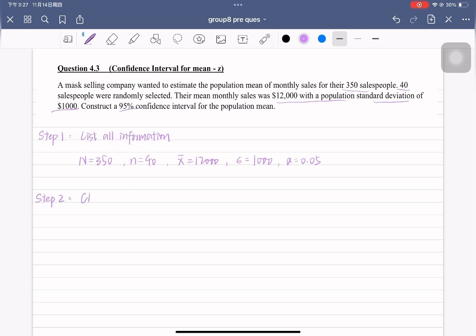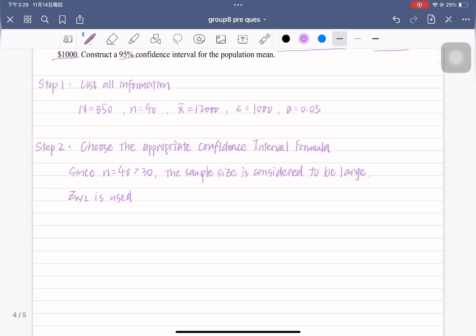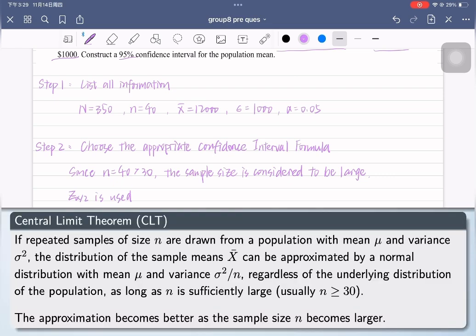Now for the next step, let's choose the appropriate confidence interval formula for this question. Since we're given the sample size n equals 40, which is greater than 30, the sample size is considered to be large, so we can use the z-distribution to construct the confidence interval. This is appropriate due to the central limit theorem, which states that the sampling distribution of the sample mean will be approximately normally distributed for large sample sizes, regardless of the population's distribution.